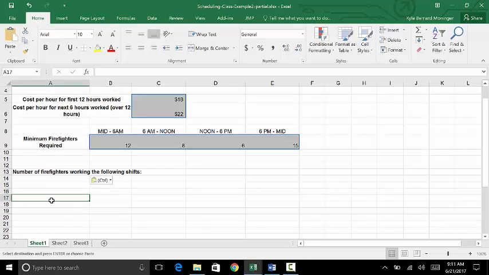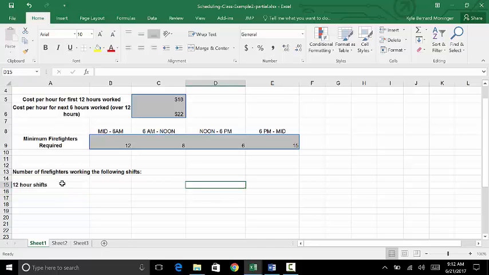So my decision variables will be the number of firefighters working the following shifts. Again, two different kinds of shifts, so I'll have two sets of decision variables. One for the 12-hour shifts, and then one set for the 18-hour shift. This is one of the harder parts about these scheduling problems, thinking about what are the 12-hour shifts.